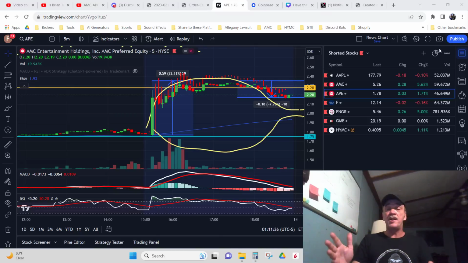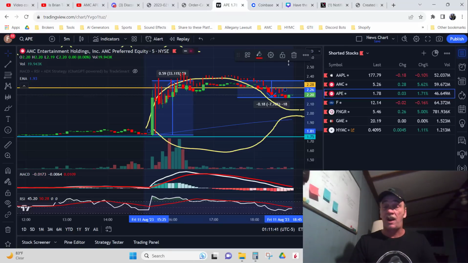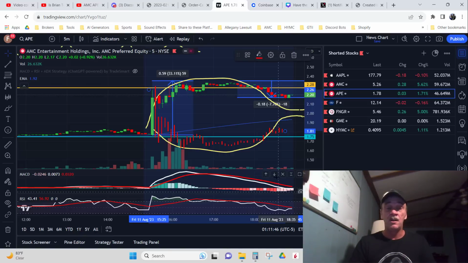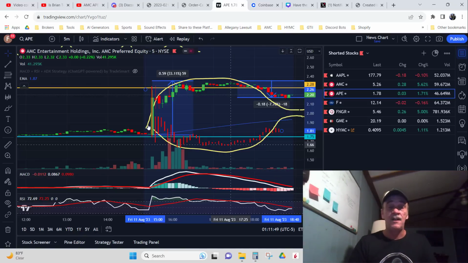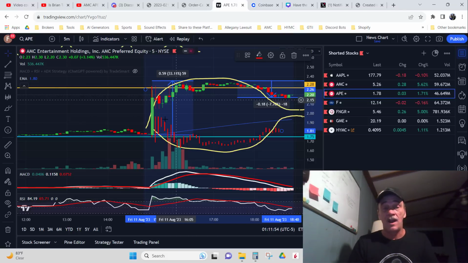Now, we come back over here to ape, and I'm going to put a bow on this and put this puppy to rest. We copied the bars pattern for ape. It went up, and then it did this action. So we copy that, and we know that AMC's running the opposite, so we need the mirror effect. So we hit the mirror effect, we set it there, and then you see that when ape is running up, AMC is pushing down. When ape is pushing down, AMC is pushing up. And that's the pattern of the algorithm.